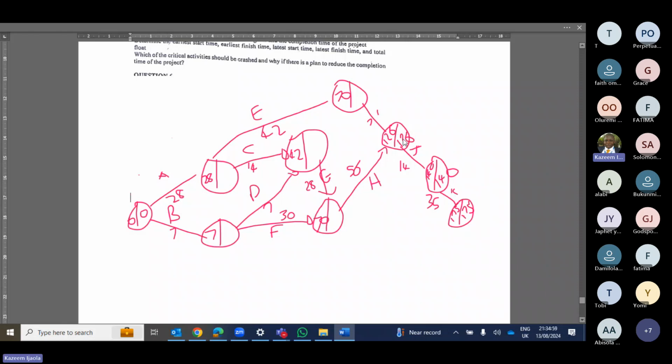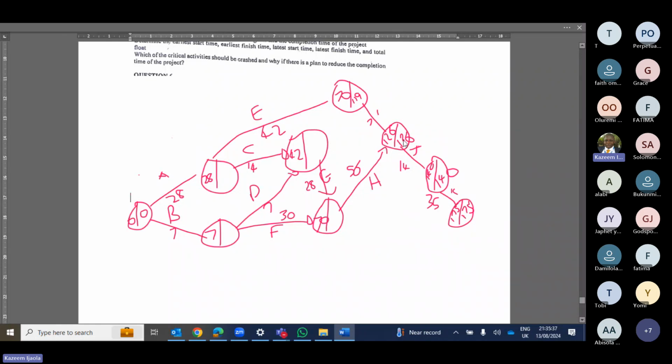126 minus 7, what will it give us for this one? I'm going this way first. 126 minus 7 will give us 119. So you cannot say 119 minus 42 and put it here. Do you know why? Because there are two intersections here. So let's do the one that comes here first so that we can compare.